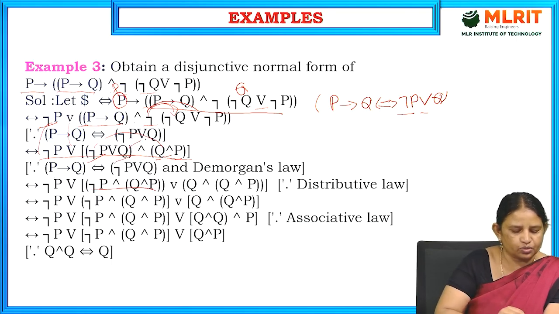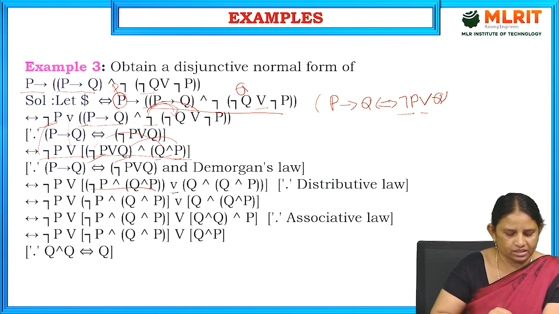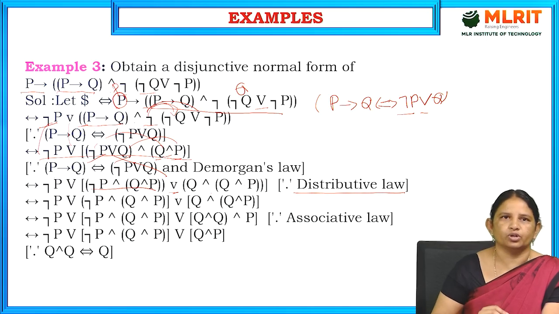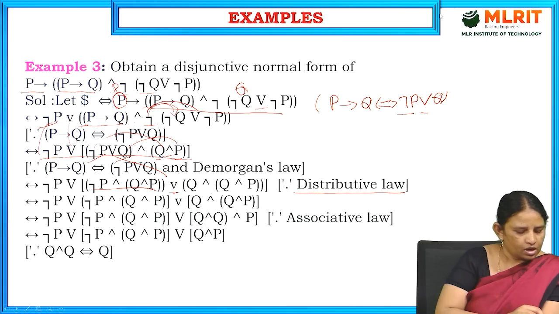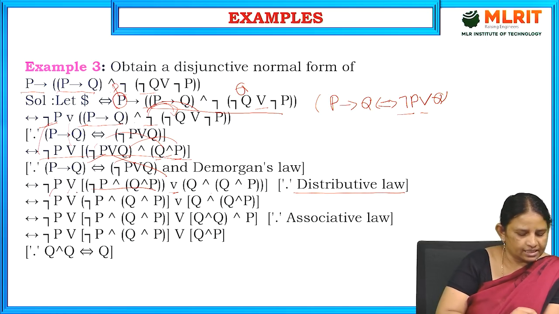Again Q is distributed to the next statement; in between there is an or, Q and negation Q and Q according to the distributive law. So still negation P, write as it is, negation P.